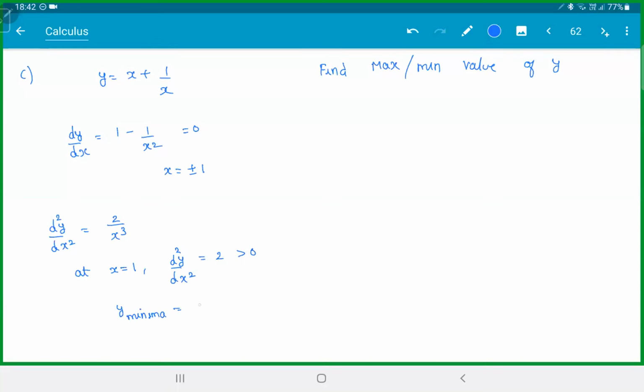So y minima will be, put x is equal to 1, 2. Similarly, d square y by dx square, 2 by x cube, at x is equal to minus 1, is minus 2, which is less than 0. So this is actually maxima. This is minus 2. Did you see something weird?